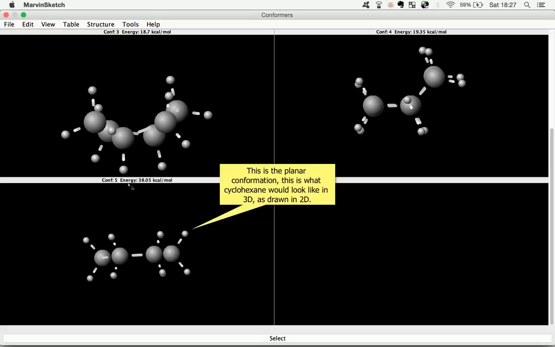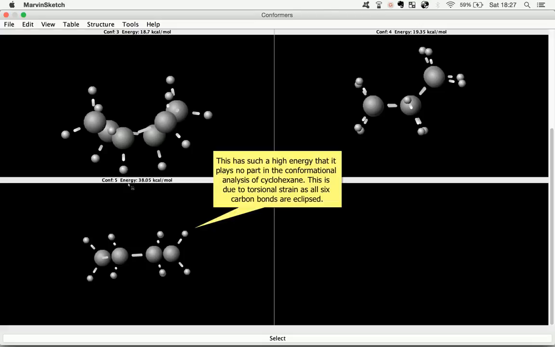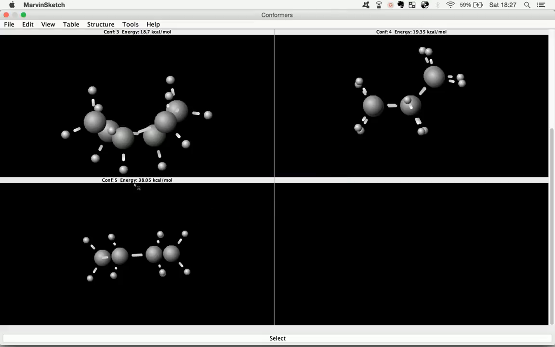This is the planar conformation. This is what cyclohexane would look like in 3D, as drawn in 2D. This has such a high energy that it plays no part in the conformational analysis of cyclohexane. This is due to torsional strain as all 6 carbon bonds are eclipsed.